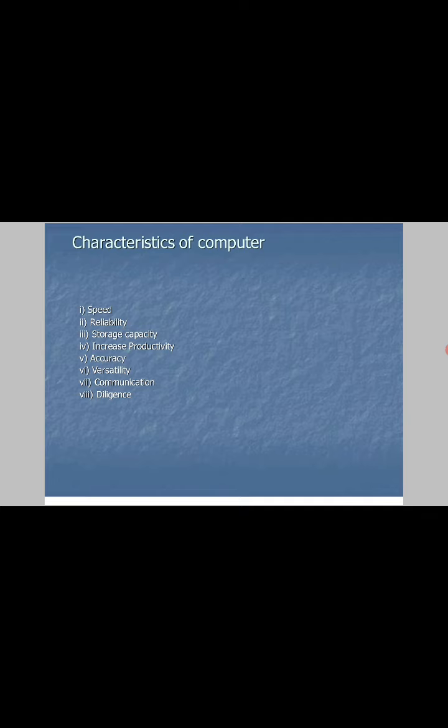Another feature is accuracy. Accuracy means how far the results generated, or how far the output of a computer, is accurate. Generally all results generated by the computer are 100% accurate, and there is no possibility of any error or fault like that. And communication means networking is another important feature.